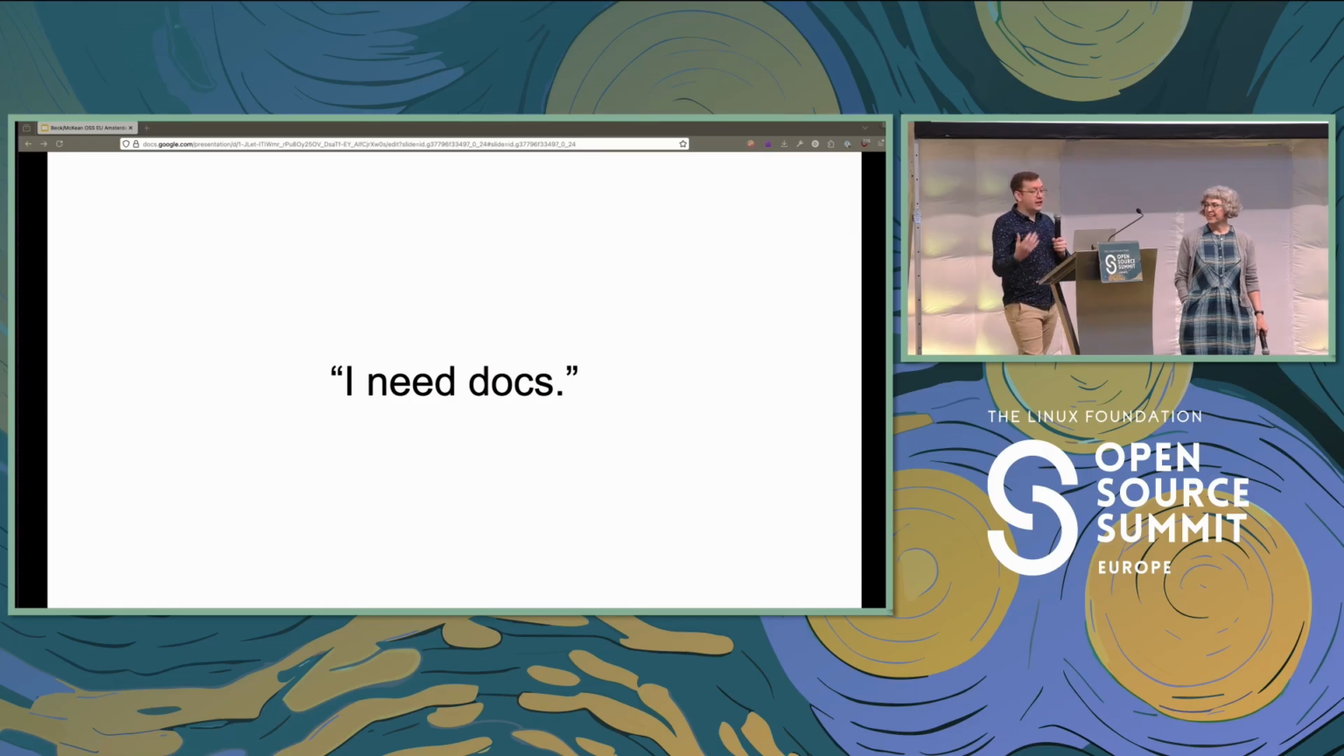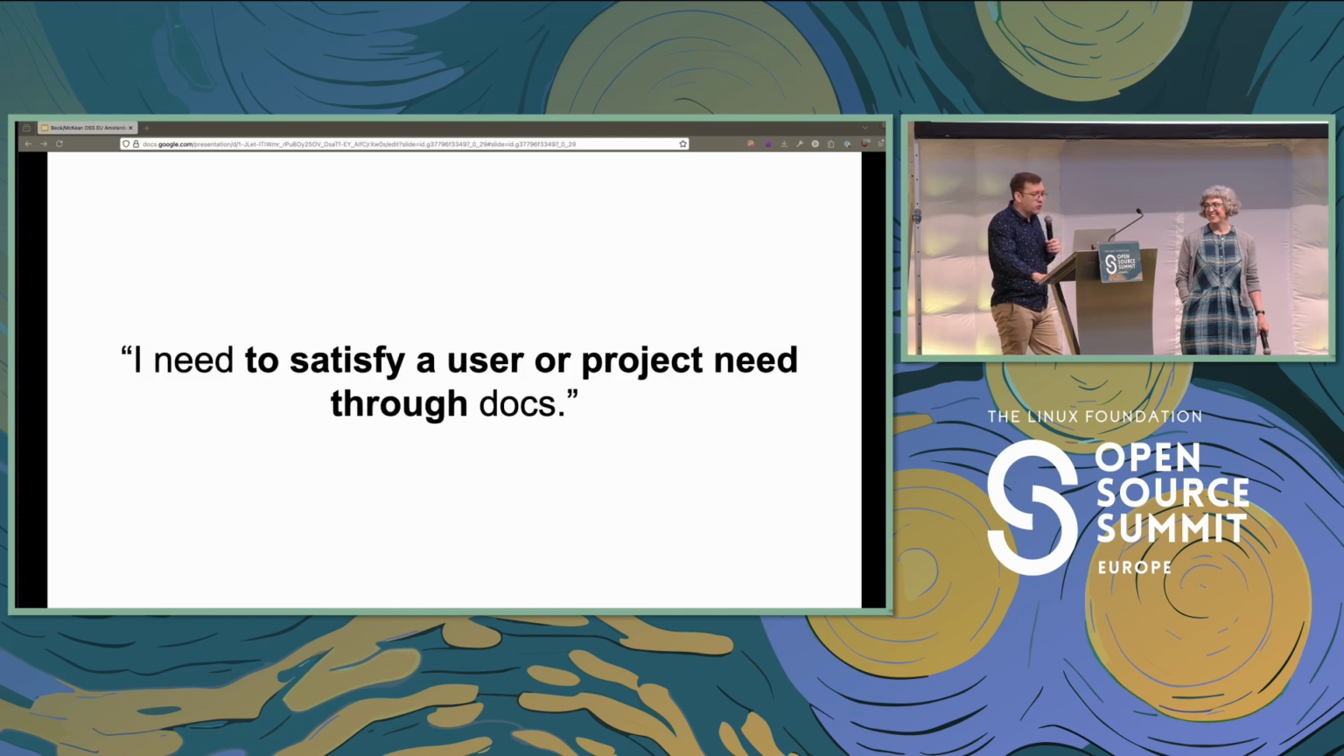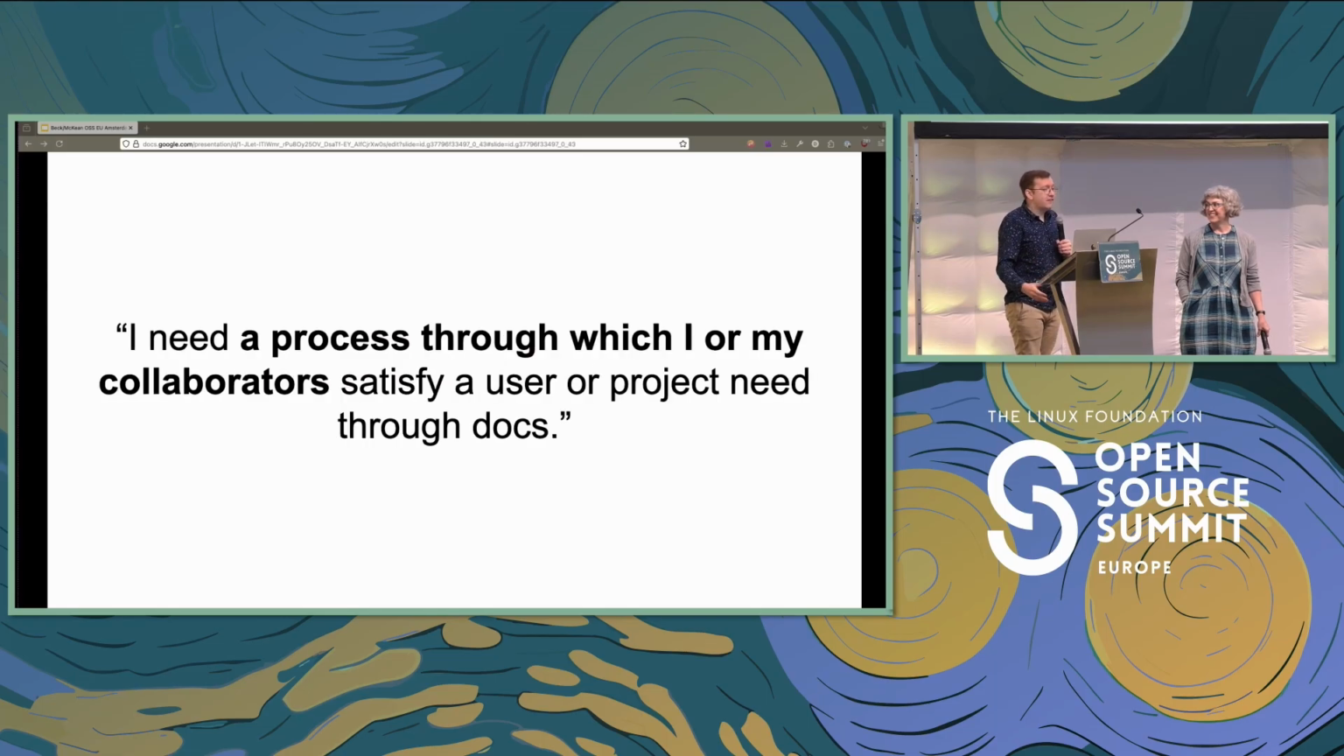And when you say to yourself, I need docs, it ends up wrapping around a lot of assumptions and beliefs and secret anxieties about what your software does, what your users expect, and what you and your collaborators are capable of doing. And I want to unwrap this a little bit. So if we peel back once, we find that we're really saying, I need to satisfy a user or project need through docs. That it's not just words, it's in service of something specific. And if I peel back again, there's even more there. It says, I need a process through which I or my collaborators satisfy a user or project need through docs. Docs don't happen by magic. The fact that you haven't done it already means that it's real work, and it needs time and attention.